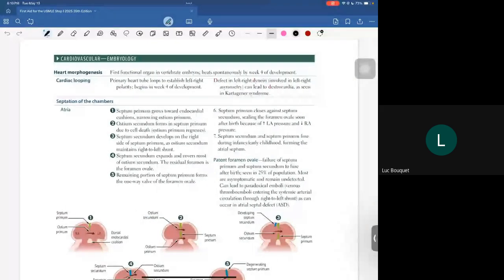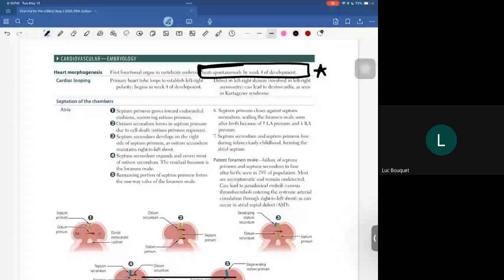So the embryology, right? The first most important thing that you want to remember is that the heart is the first organ in the body that develops, right? So it's the first functional organ that will develop. And the second most important thing is that it starts developing at the fourth week of development. So why is this important? This is important because the USMLE can ask this in thousands of ways, right?